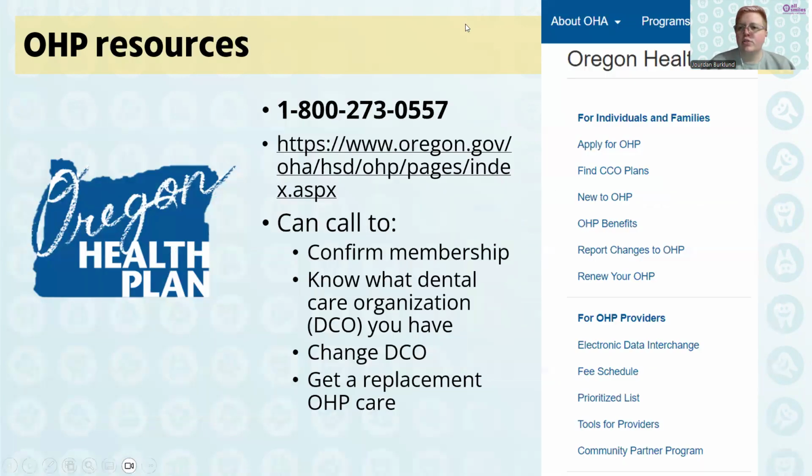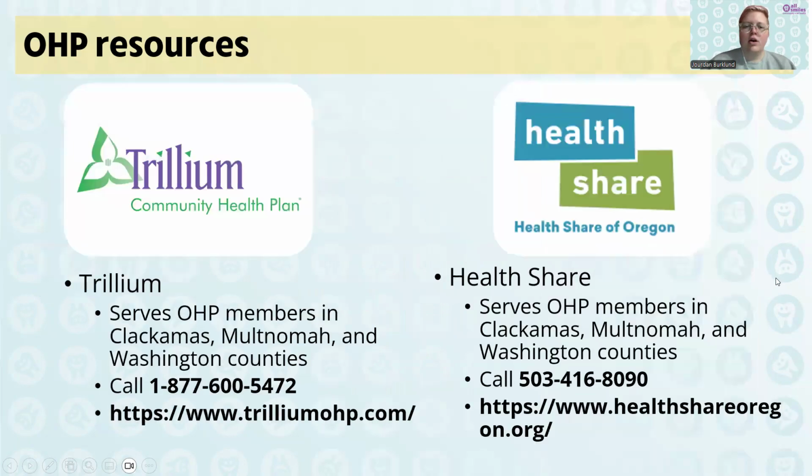But I also have resources on here as well for Oregon Health Plan. I have their phone number, their website. You can always direct families to call to confirm their membership, to know what DCO they have, to change their DCO if there's a specific type that they want, or even get a replacement card, which I spelled wrong on here.